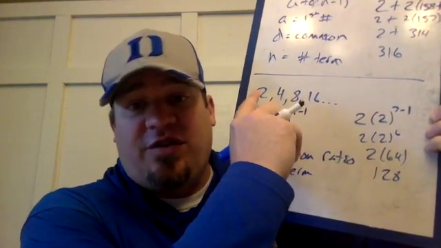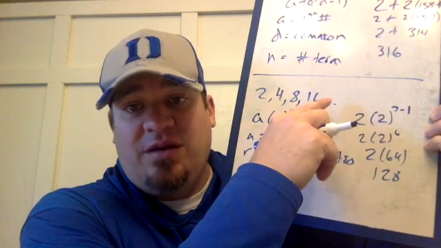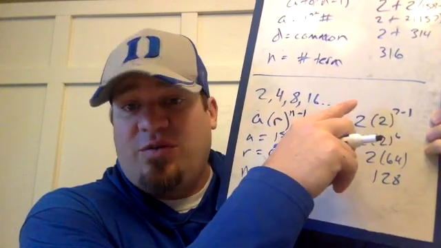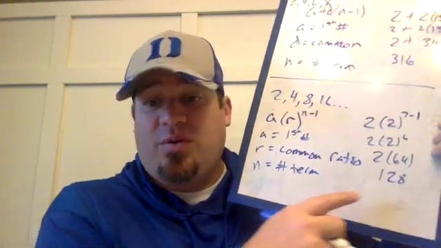This is the first term, second term, third term, fourth term. So then the 5th term would be 32. Sixth term would be 64. And the seventh term would be 128. Okay, so that's how geometric sequences work.